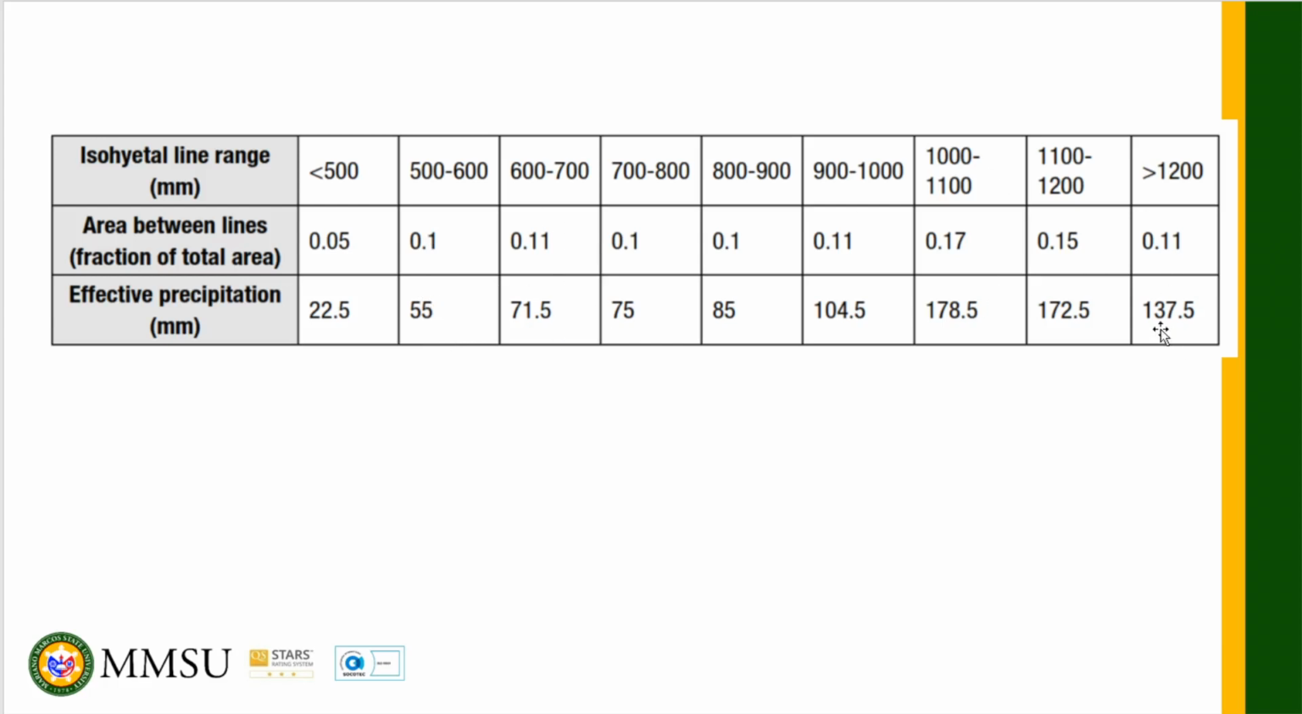We do that for all the remaining columns. Nandiyan na yung mga effective precipitation. So to compute for the average precipitation, the sum of this one is the numerator, and the sum of this one is the denominator because this is the total area. Basically, we will come up with an average precipitation of 902 mm. This 902 mm is almost the same with our answer in the Thiessen polygon method.